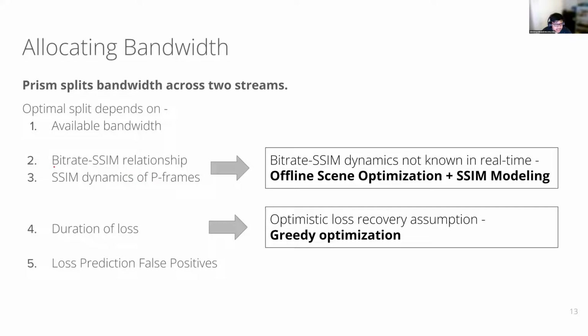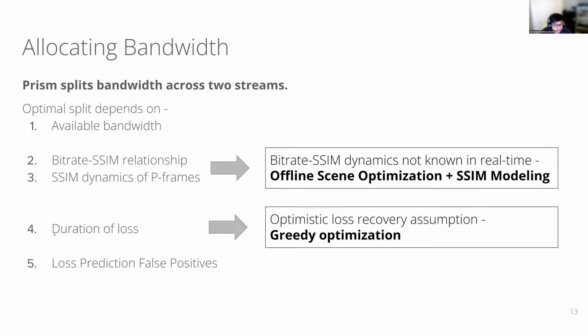Now, one problem with this is that the bitrate-SSIM relationship and the SSIM dynamics of p-frames are not known in real time. You need to wait for the frame to be generated, and you don't know how future frames are going to behave in real time. To solve this problem, Prism uses an offline scene optimization and SSIM modeling technique, which speeds up this offline scene optimization process. Essentially, we calculate bitrate allocation for specific video scene types, with the hope that it generalizes across that particular scene type.